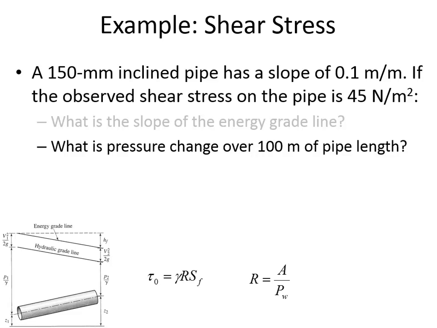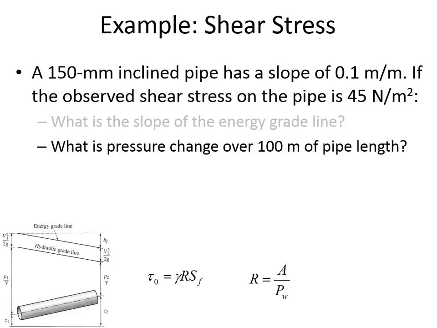Let's say that we're going to set our datum such that the elevation at 1 is 0, and we'll measure elevations from there. So if we have 100 meters of pipe length, then we can find the energy loss by that 100 meters of length times the slope.